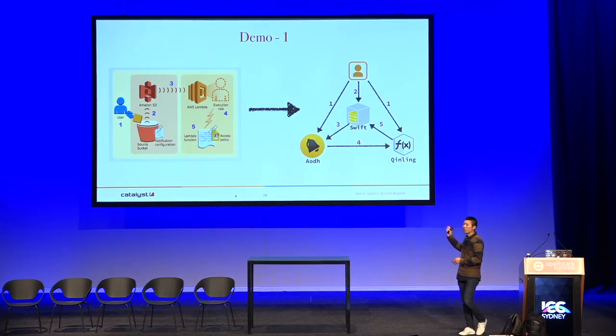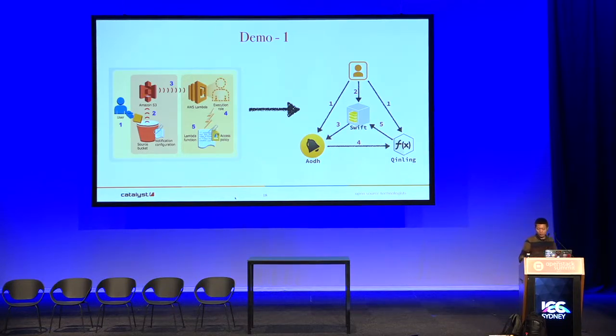You need to create a function in Qinling. You need to create an alarm in Aodh. You say, hey, if you receive some notification from Swift, please invoke the Qinling function. And then the user just uploads photos to Swift. He will see the thumbnail.